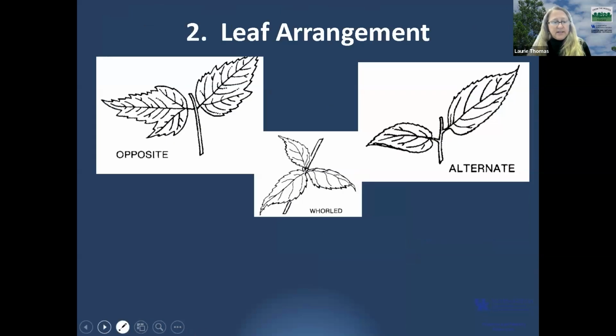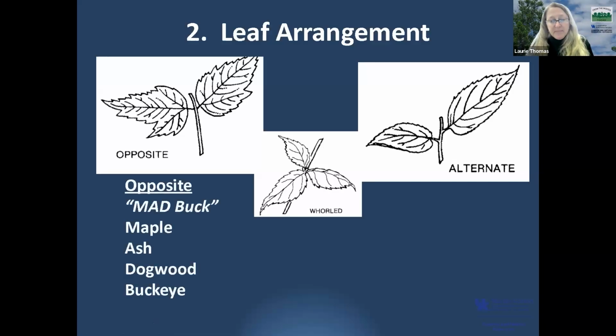Okay, so now let's talk a little bit about leaf arrangement. We've got a couple of different kinds. The first one that we'll jump in with is oppositely arranged. You can see these leaves are oppositely arranged from each other on that twig, so they grow right across from each other. If you can remember the mnemonic Mad Buck, you can remember the trees that have oppositely arranged leaves in Kentucky. That stands for maple, ash, dogwood, and buckeye. All of those tree species have oppositely arranged leaves. So if you can remember Mad Buck, you've got it.